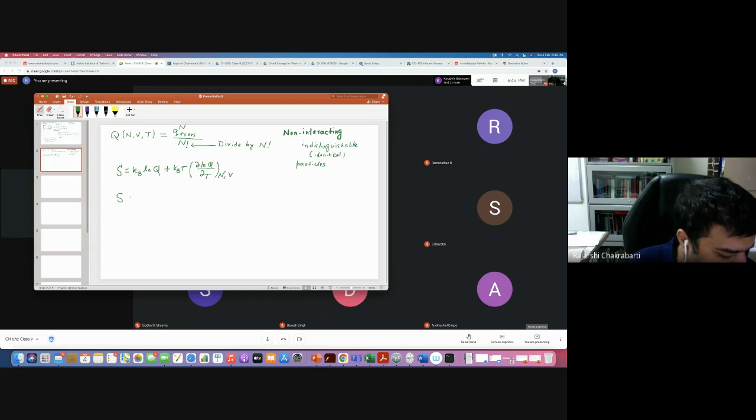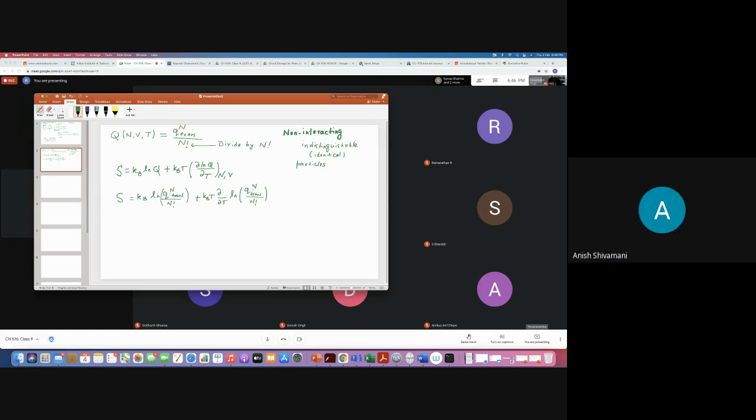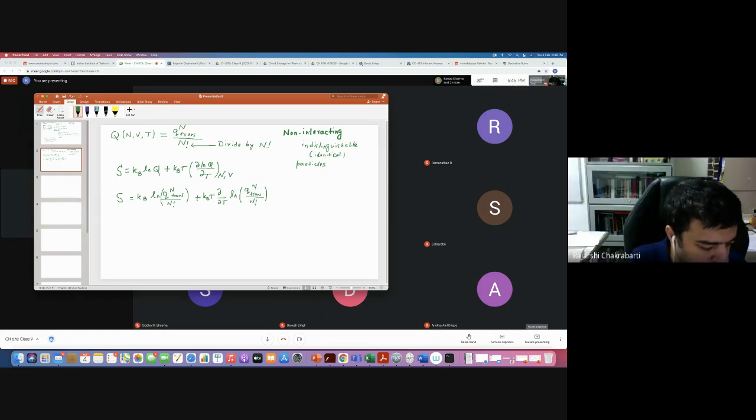So the entropy is now, I can write it down. I can skip, but it's not a difficult thing to do. It is kB ln of q trans to the power N over N factorial, plus kBT d/dT of ln. The good thing about the second term is that you take the derivative with respect to temperature, so only the q trans to the power N will contribute, isn't it? You have done that. This is going to contribute only that way. So let us do it.